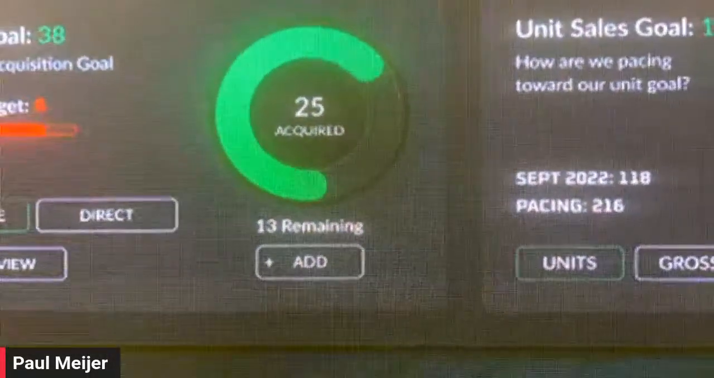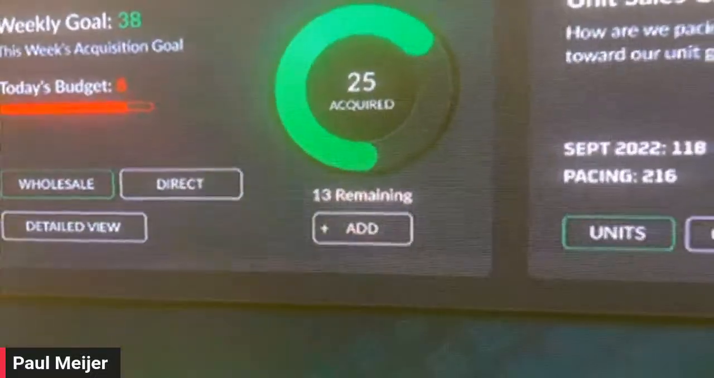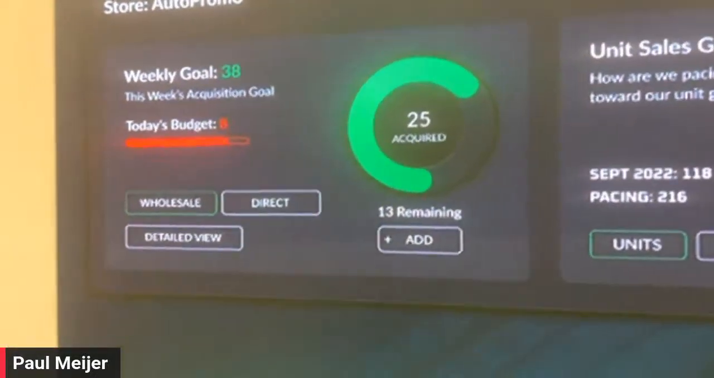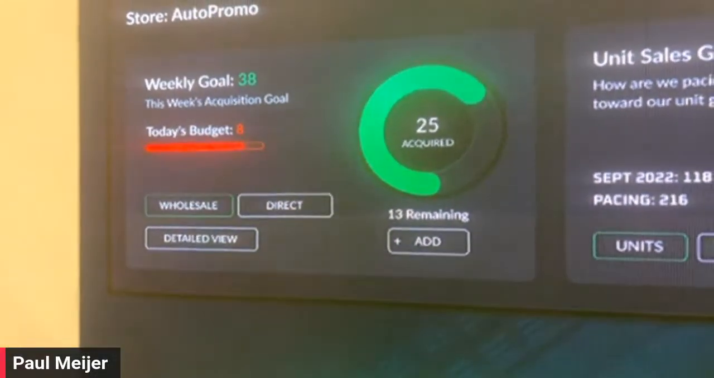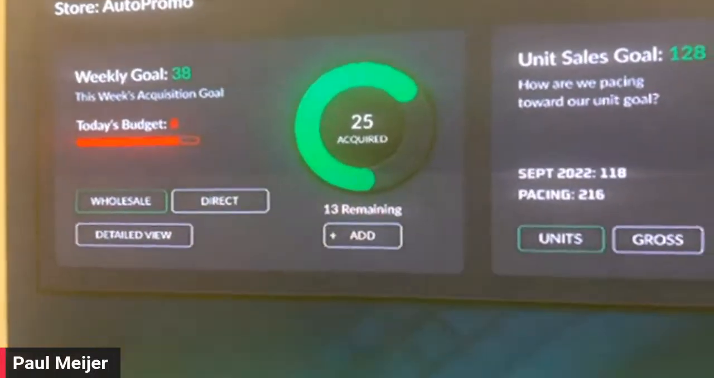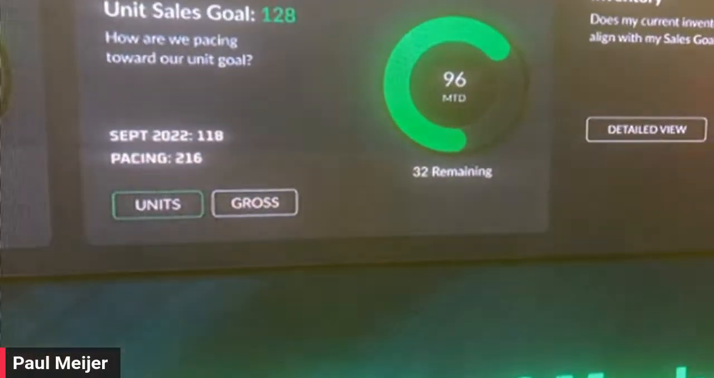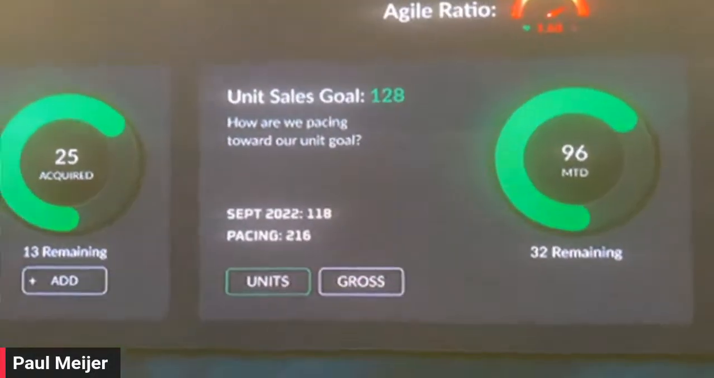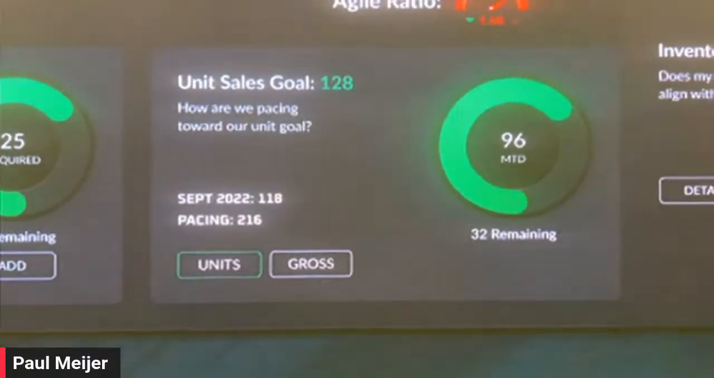And listen, this can be fed in by VenQ, by Stockwave, wherever you buy your cars. You don't have to do a manual entry here. You can, but you don't have to. Of course, you can click add and do a manual entry. Yeah. And then what we do here is we go and we track their unit sales goal or their gross goal. So right now, unit sales goal is 128.